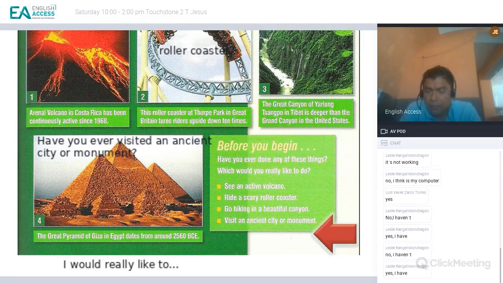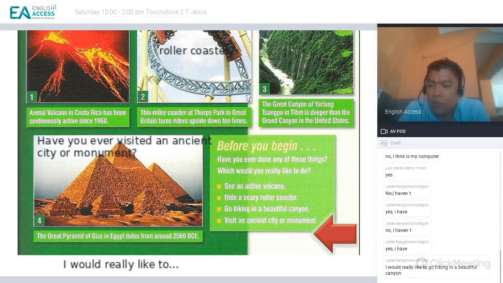I would really like to ride a roller coaster. Good job. And Leslie, you can type your answer, okay? Use the chat to type your answer. I would really like to... For example, me, I would really like to see an active volcano. Very interesting. Let's see Leslie's answer. I would really like to go hiking in a beautiful canyon. Very good. Good job, guys.